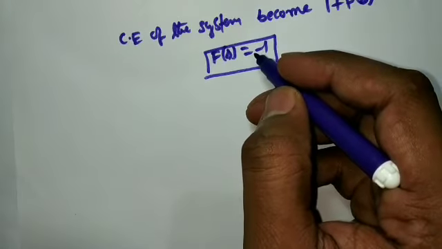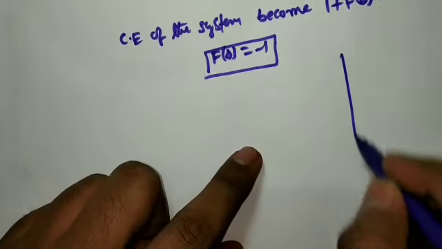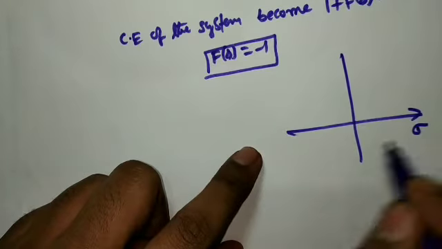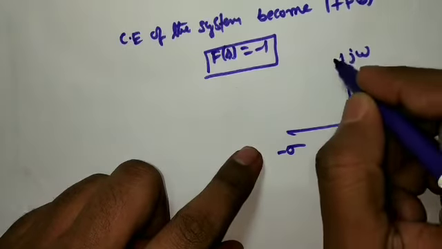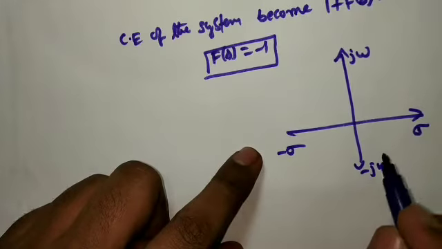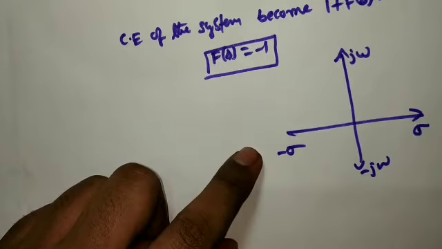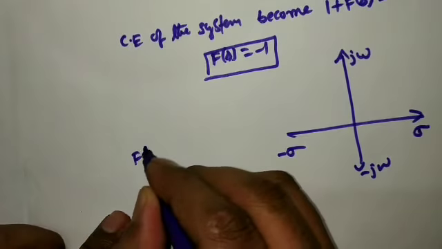Now what I am going to do is scan the entire s plane, with sigma, minus sigma, j omega and minus j omega, to find those points where 1 plus f of s is equal to 0, and join these points. This is called the root locus.